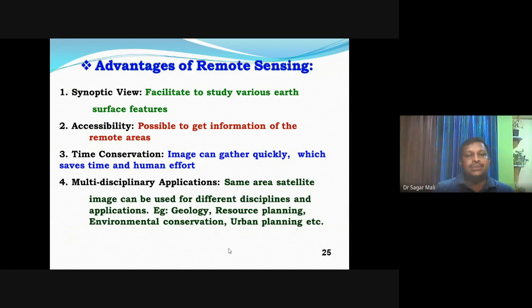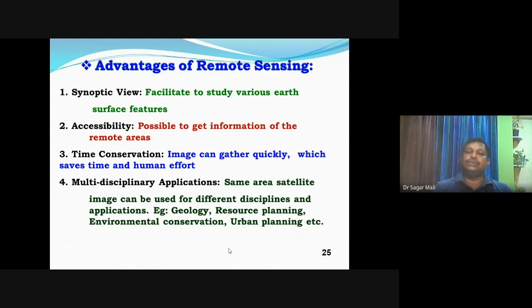Another is accessibility. It is possible to get information about remote areas where a manual visit is not possible. It's time dependent, money dependent, manpower dependent work. But through remote sensing, we can easily reach the remote area. We can easily get the information about that remote area without being there in contact. Without a visit to this area, we can get the imageries of this area. So accessibility is very high.